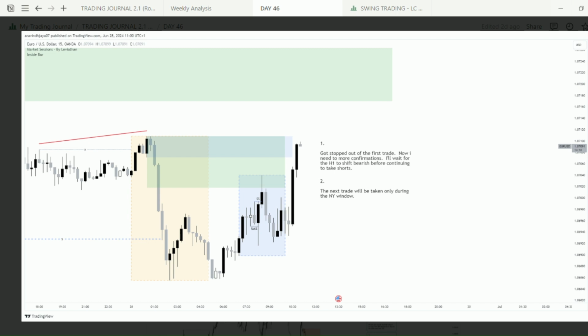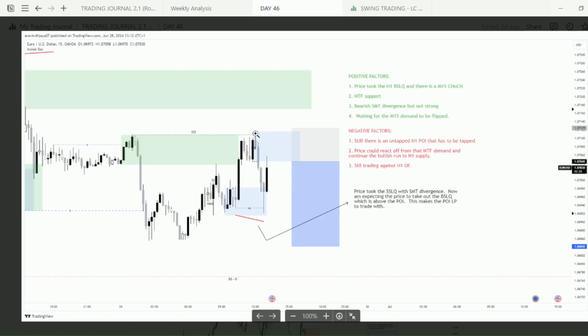At that point itself, I decided that once the price took sell side liquidity, the next obvious target would be the buy side liquidity. There is no leg inducement here, so the only buy side liquidity available would be above this. So I can't risk it, and I didn't take this trade. I rejected this one. Price took the sell side liquidity with SMT divergence. Now I'm expecting the price to take out the buy side liquidity above the POI. This makes the POI low probability to trade with, so I didn't take this trade.